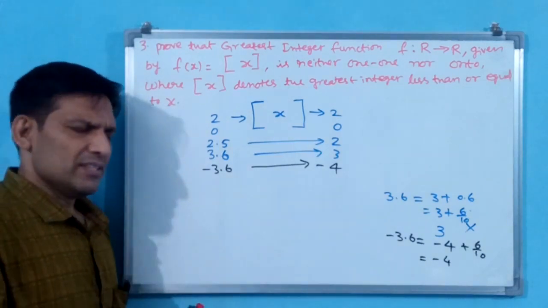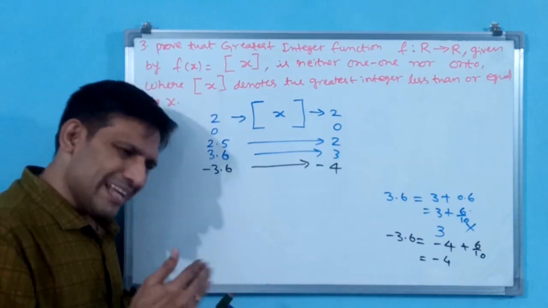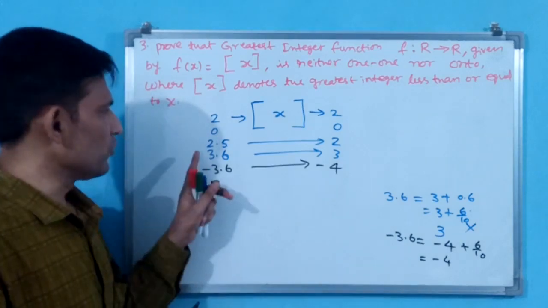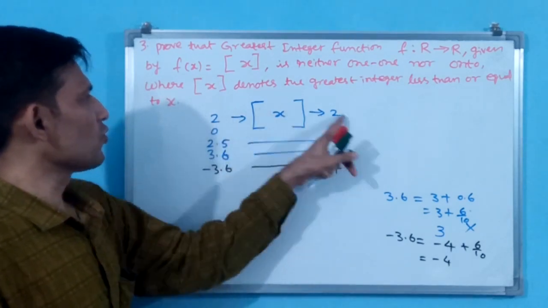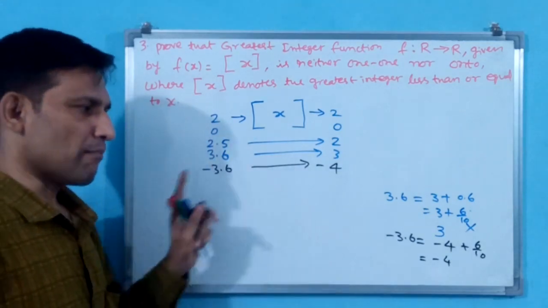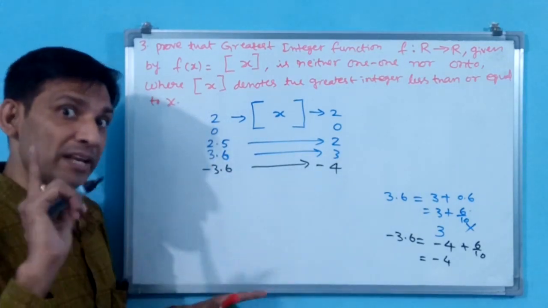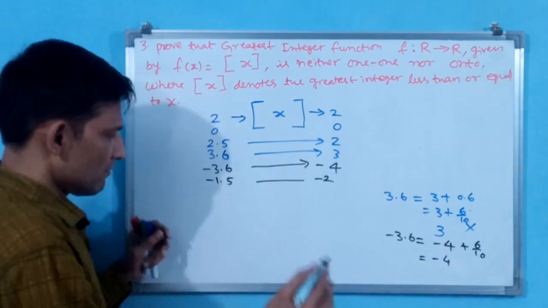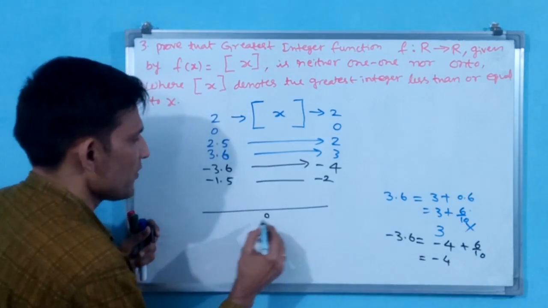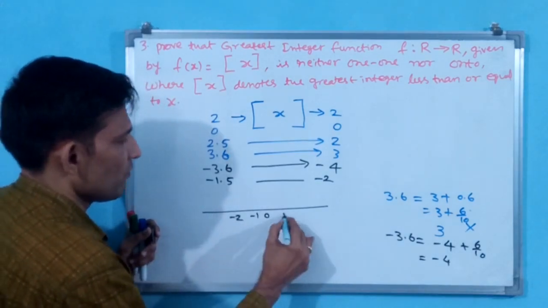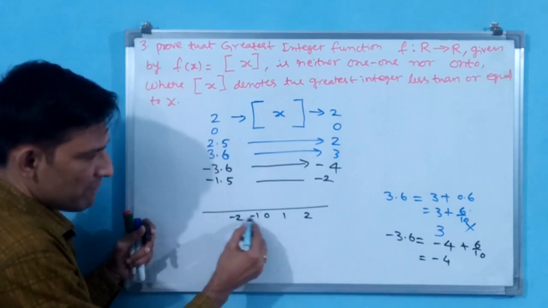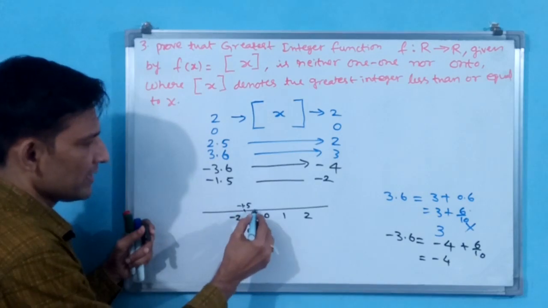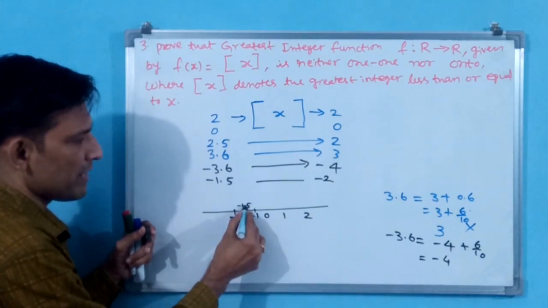For understanding's sake, greatest integer function always gives the number less than or equal to the input. If you give 2, 2 only will come. 2, 2; 0, 0; 1, 1; minus 1, minus 1. Minus 1.5, minus 2. Why? Because if you see the real line, 0, minus 1, minus 2, 1, 2, in between minus 2 and minus 1, minus 1.5 will be there. This is minus 1, this is minus 2, this is minus 1.5.